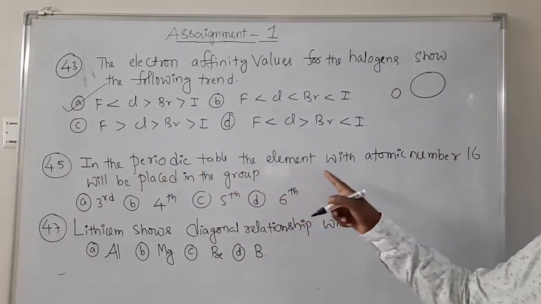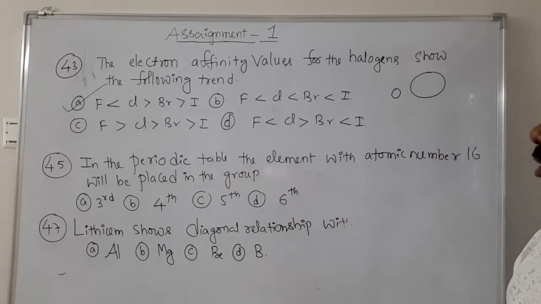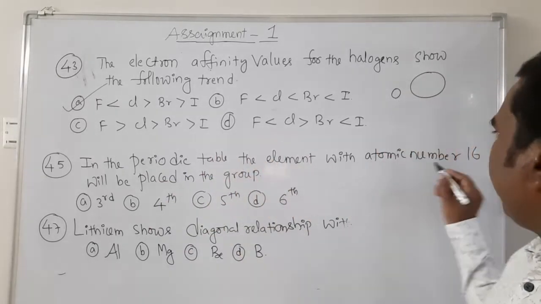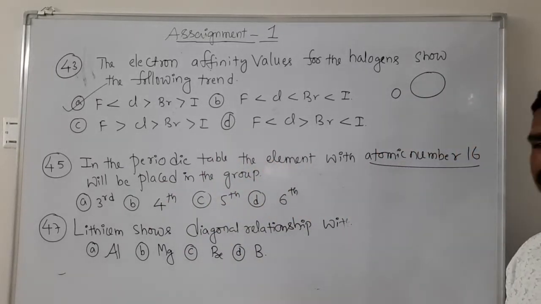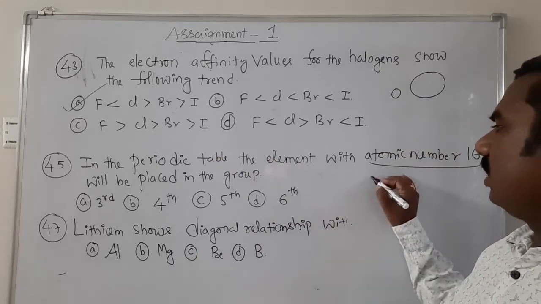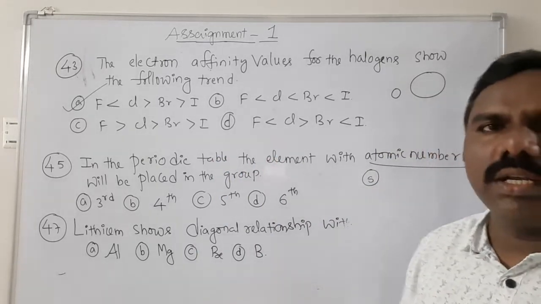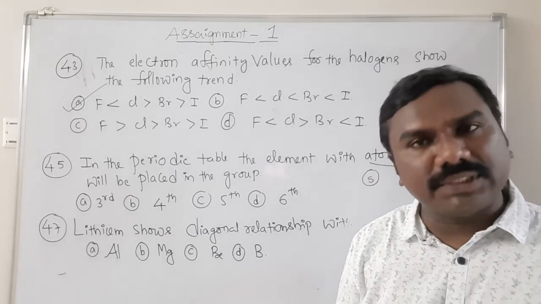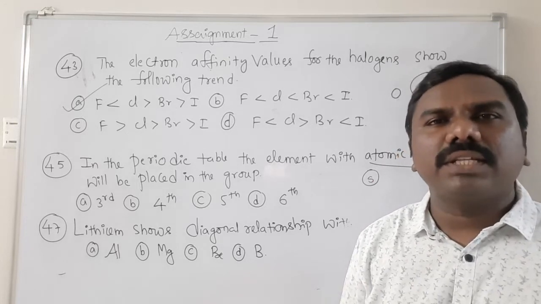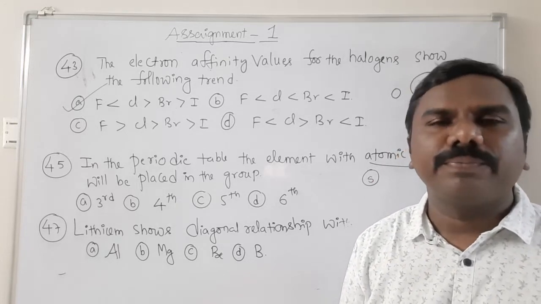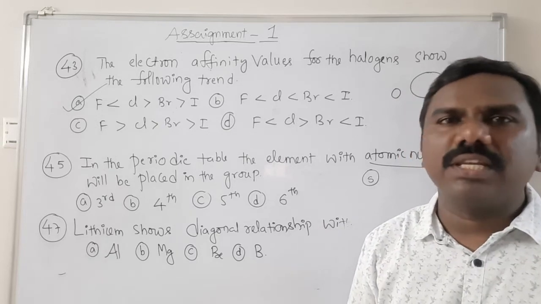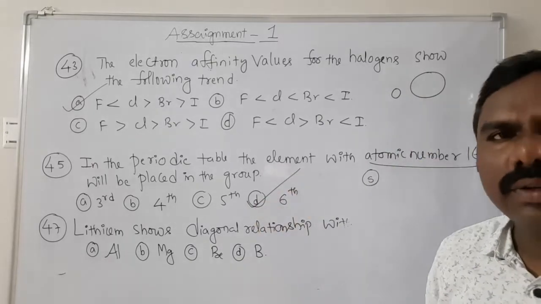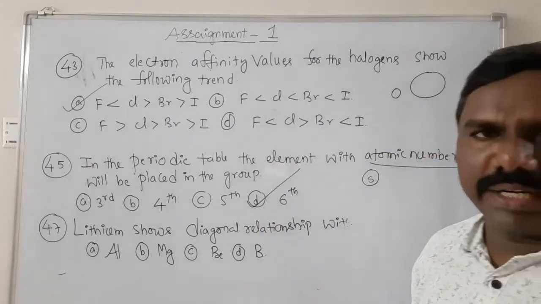In the periodic table, the element with atomic number 16 will be placed in the group. So here atomic number 16, right? 16 means the element is sulfur. You know already, up to 30 you should remember. So that is sulfur. Sulfur is oxygen family. Oxygen family is nothing but a 16th group or 6th group. That is oxygen, sulfur, selenium, tellurium, all are. Oxygen family is 6th group. Right? Next. Option 4 correct.